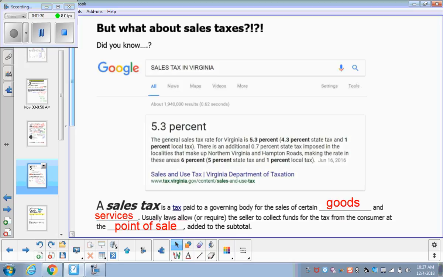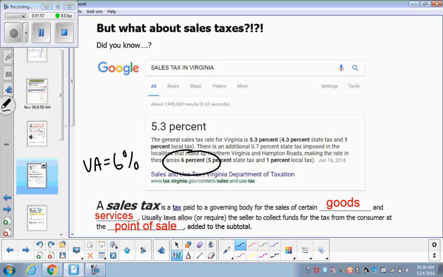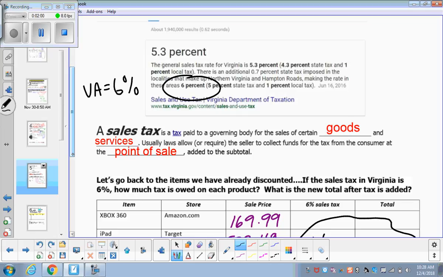Now, the sales tax rate in Virginia is 5.3%. There is an additional 0.7% tax imposed on the localities that make up Northern Virginia and Hampton Roads. So you can see that part of the overall 6% tax for Virginia is specific to Northern Virginia. So in Virginia, we pay a 6% sales tax rate. A sales tax is a tax paid to a governing body for the sales of certain goods or services. Laws allow or require the seller to collect these taxes at the point of sale.